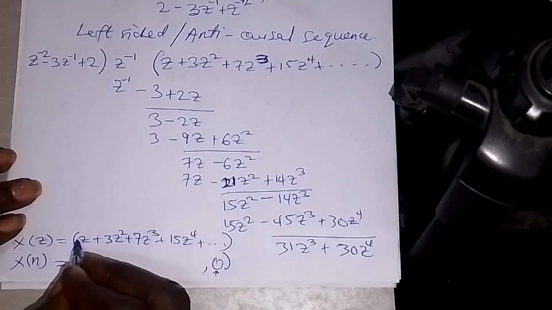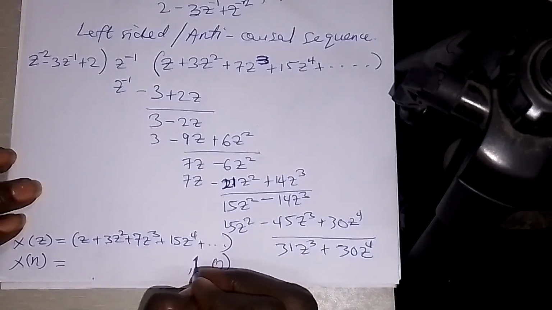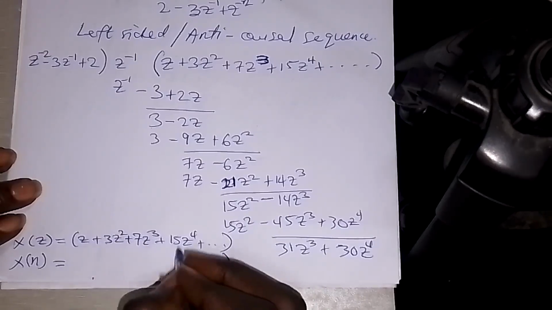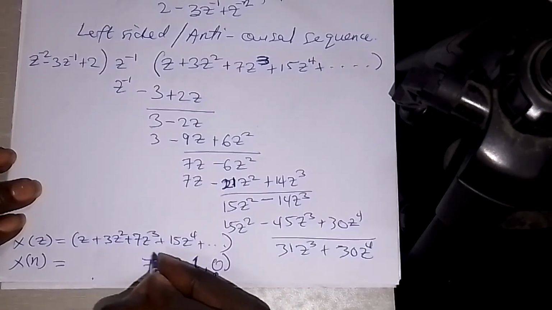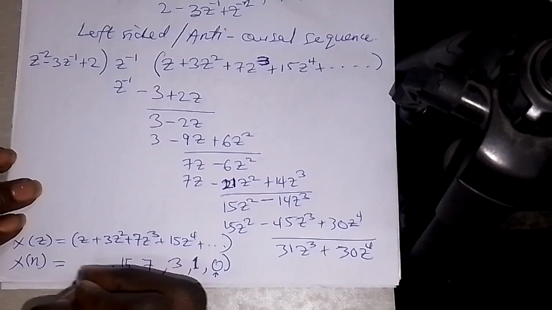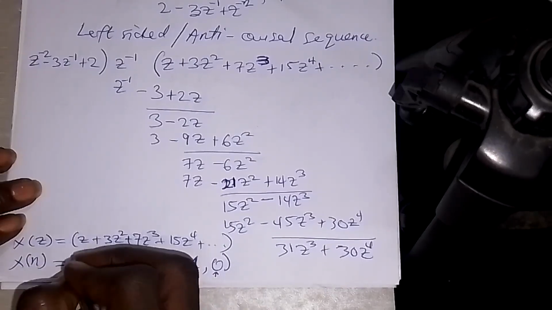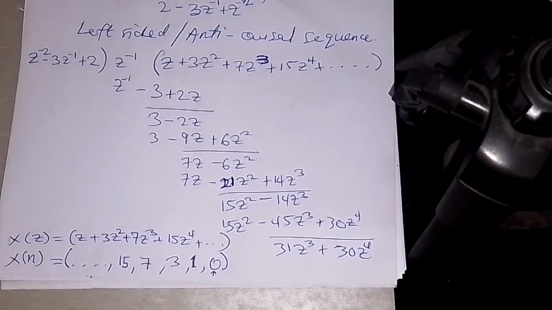And then 0, it will come to 1, then 3, then 7, then 15, and it will go up to infinity. So when we have this one, our work is done with respect to this one. Alright, so we can go to the next one.